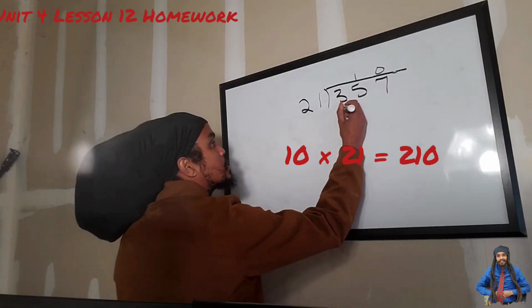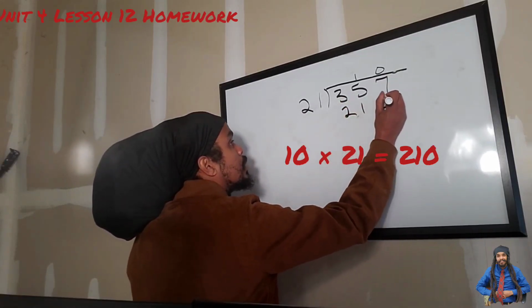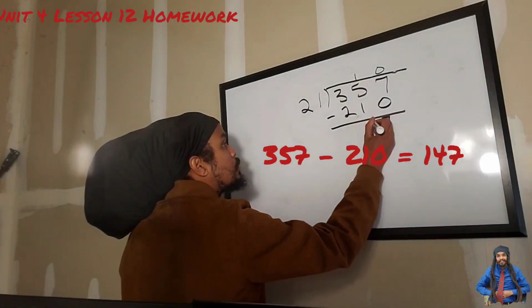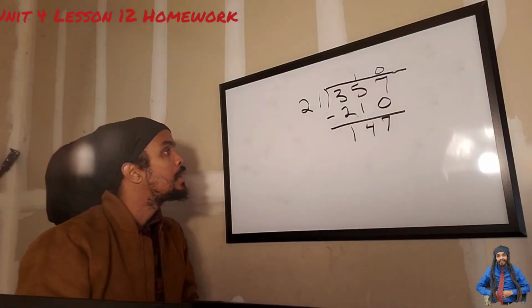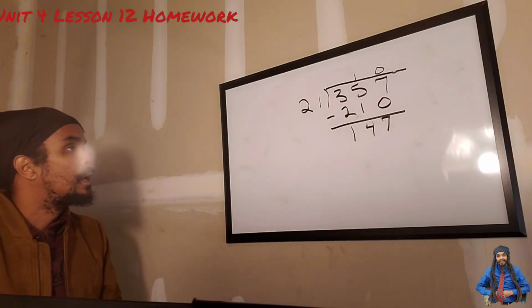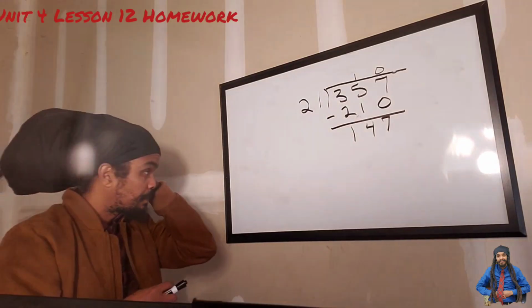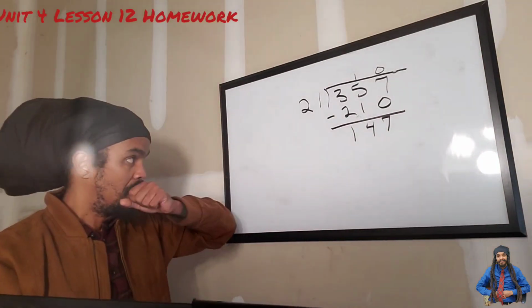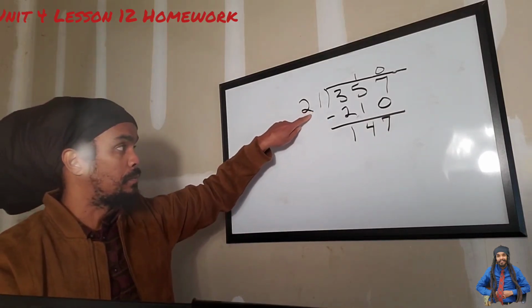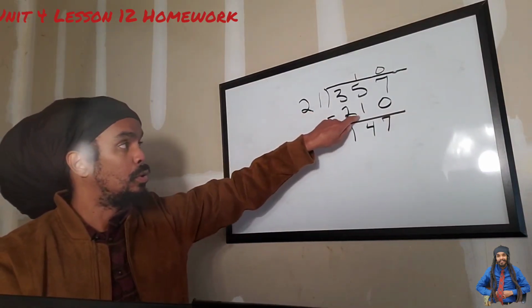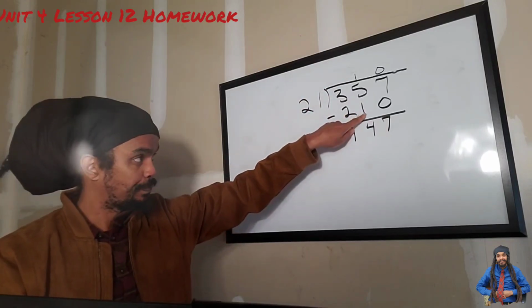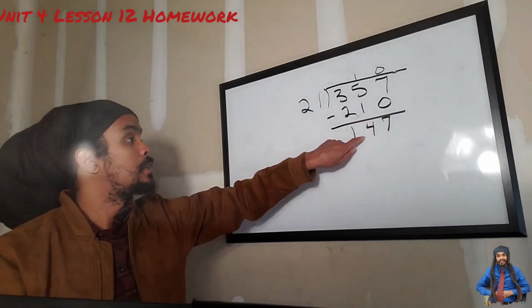So 10 times 21 is 210. We'll go ahead and subtract that. 7, 5 minus 1 is 4. So now we got 147 left. All right, do we have enough? So now is when we got to start using a little bit more critical thinking. Because we can't do another power of 10. If we do, 21 times 10 is 210, and that's going to be too much.